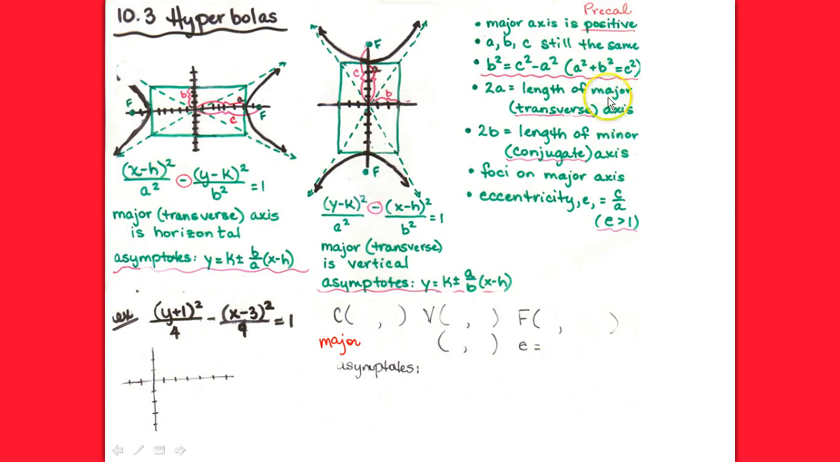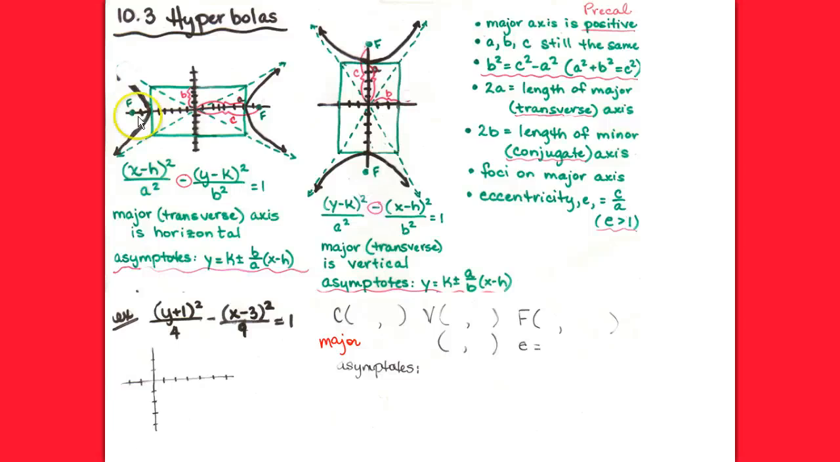2A is still the length of the major axis, and 2B is still the length of the minor axis. But with hyperbolas, those major and minor axes have specific names. The major axis is the transverse axis, and the minor axis is the conjugate axis. So that's new for us as well. Our foci will still be on our major axis, and our eccentricity will still be the C value divided by the A value, but since C is larger than A, as we already noted, when you divide it, you're not going to get a number between 0 and 1 anymore. You're going to get a number larger than 1.